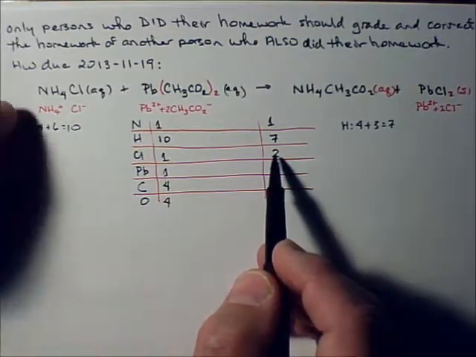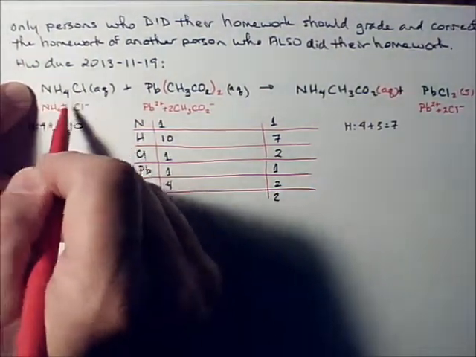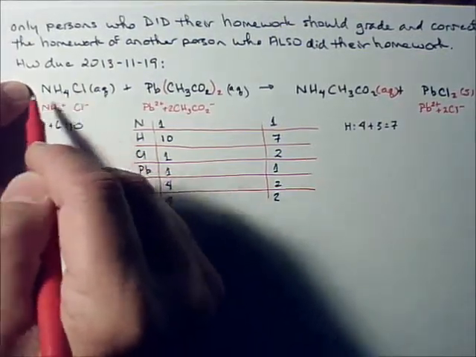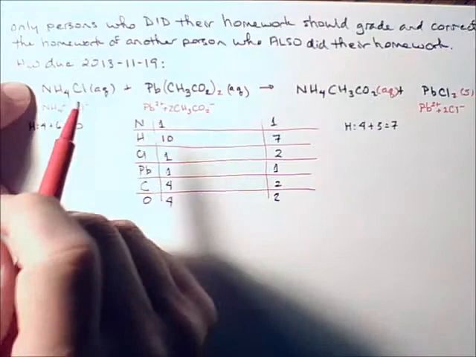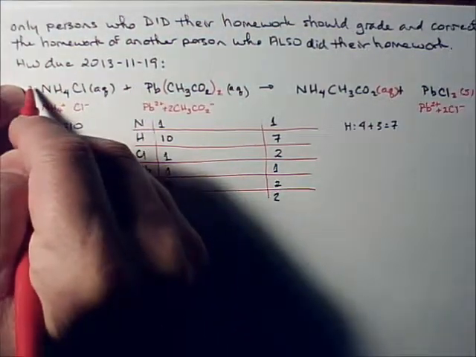So I have 2 on the right, and I want 2 on the left. I can only do that with coefficients. Once the formula is balanced, you've got to leave it alone. Okay, you can't stick any numbers in the middle of the formula. You can't change one part of the formula. You've got to change the number of the whole formula, okay, or the number of formula units.